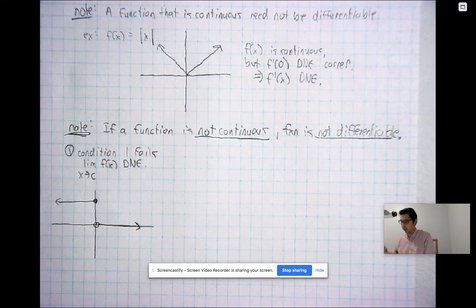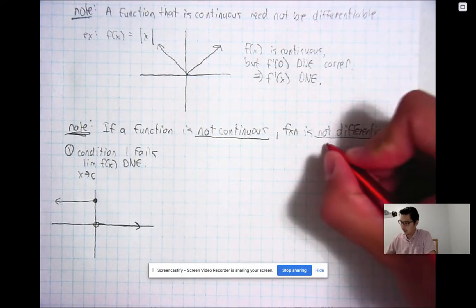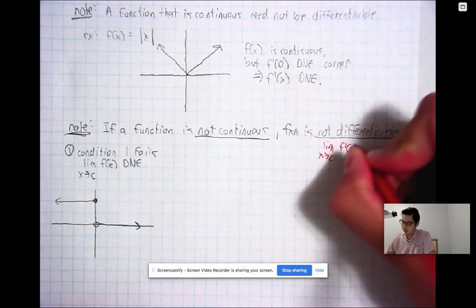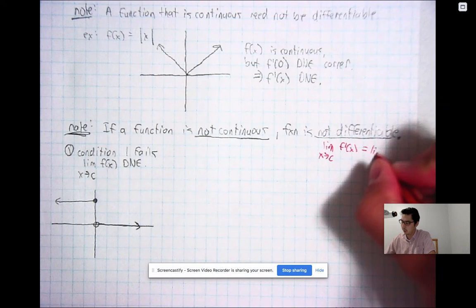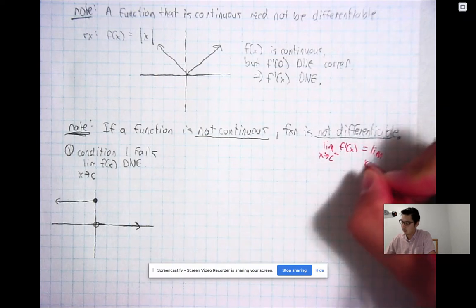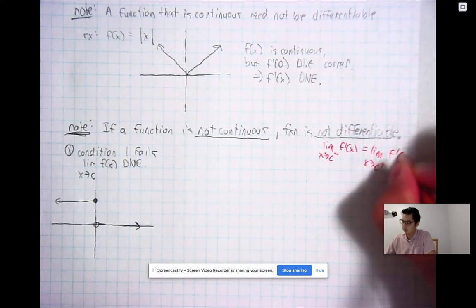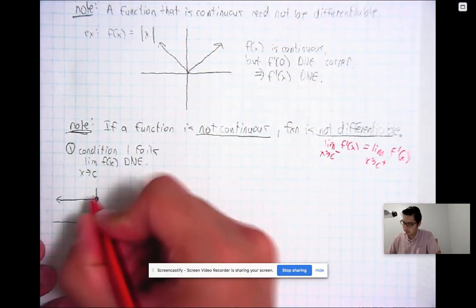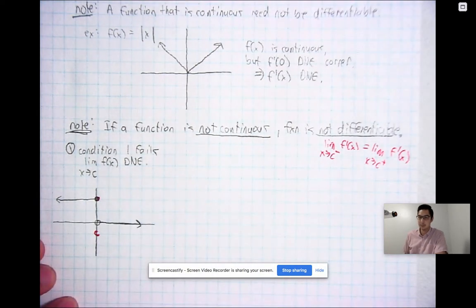So if we look at the slopes from the left and right, this means that the limit as you approach some value c from the left, the slopes from the left will not equal the slopes as you approach from the right, the derivative as you approach from the right. So let's say we call this c right here, and the function's there.